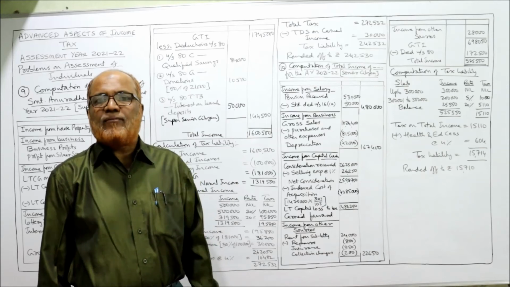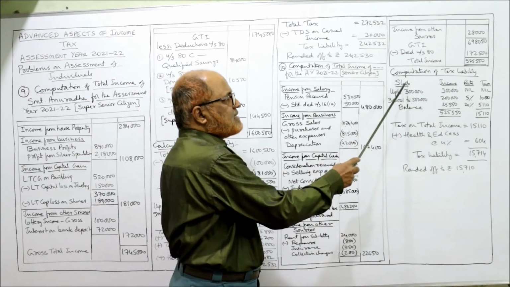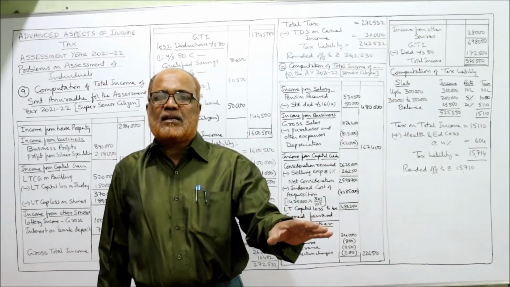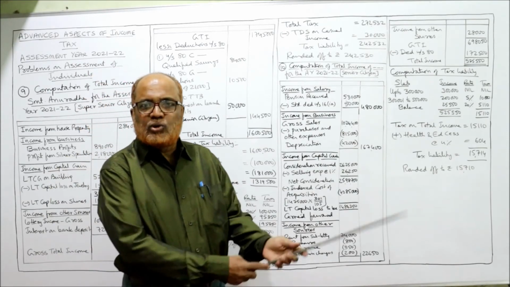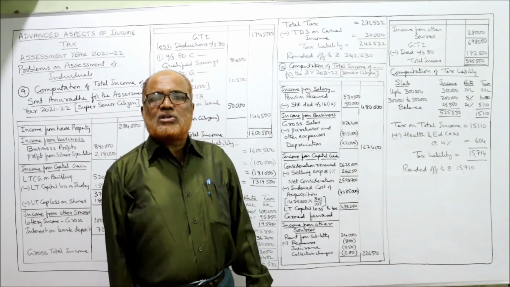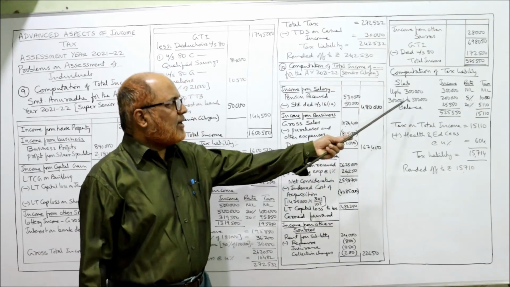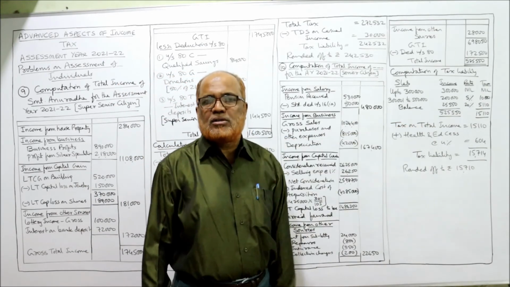On this total income, we have to compute the tax liability. So here you can see computation of tax liability, slab, income, rate, tax. The assessee is a senior citizen. So basic exemption limit 3 lakhs. Up to 3 lakhs, no tax. The second slab goes from 3 lakh 1 to 5 lakh. So 2 lakh is the income, 5% is the tax rate, 10,000.